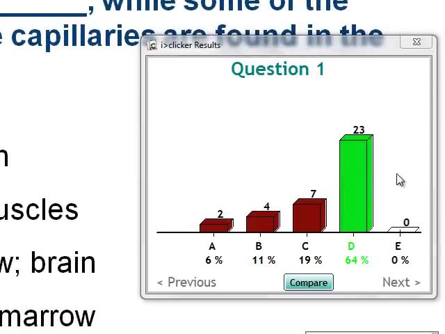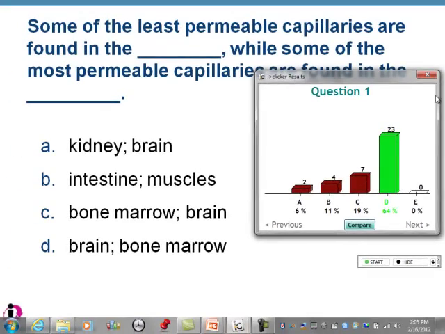So D is the answer. So the least permeable, the ones that are going to be very selective about what they let in and out, would that be the bone marrow? Intestines? We want a lot of stuff to come in, right? Kidneys? Filtering system, so yeah, a lot of stuff goes through there. The brain is definitely not the least by any means.